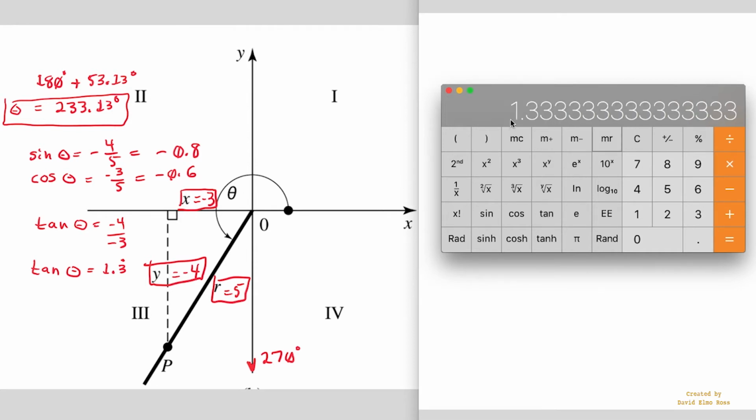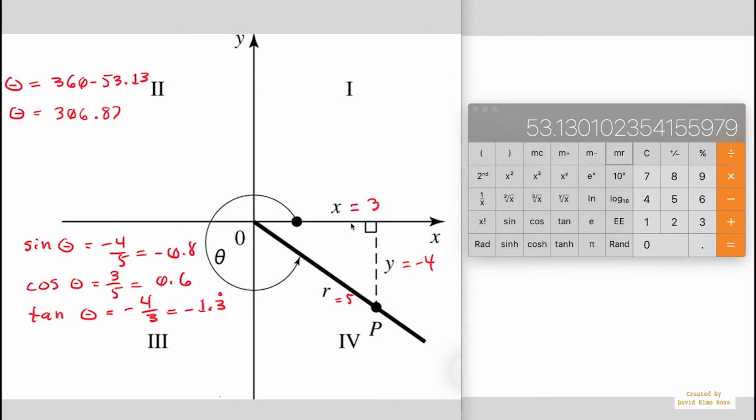And tan of this is positive 1.33, which is what we have here. Now if we move our 3, 4, 5 triangle into quadrant 4 here, the sine of this angle, which is again 53.13, is going to be minus 4 over 5, which is minus 0.8. Our cosine of that angle is adjacent, which is 3 over 5, which is positive 0.6. Our tan of this angle is minus 4 over 3, which is minus 1.3 repeated.